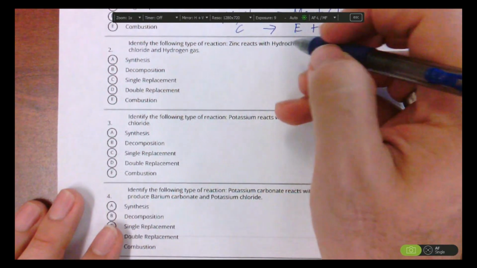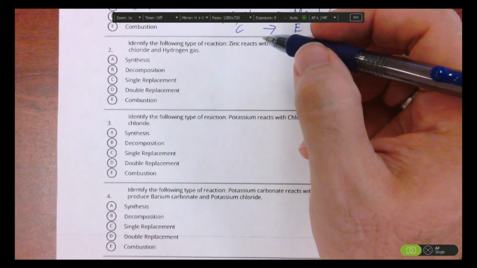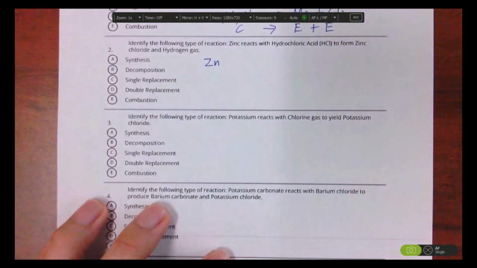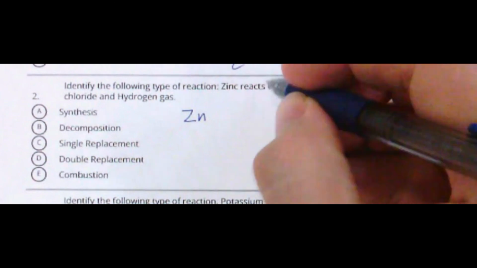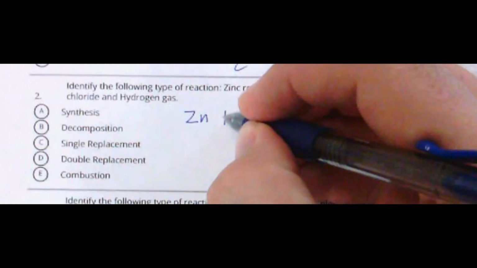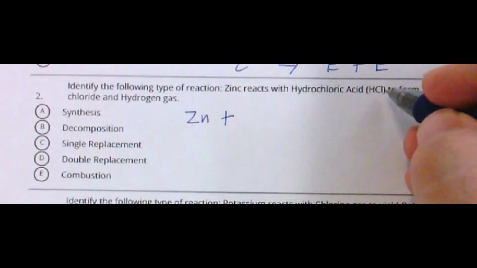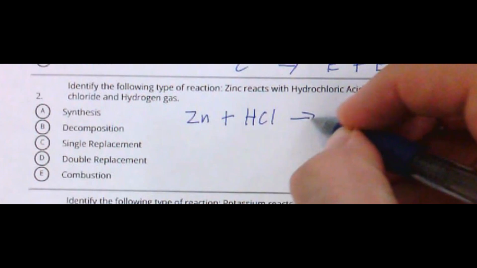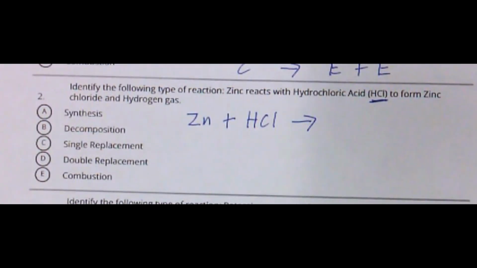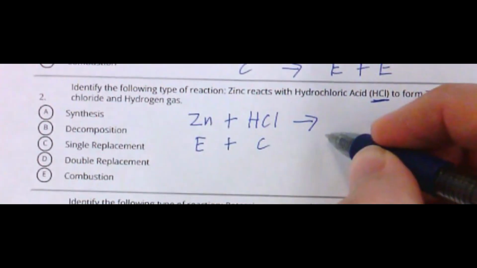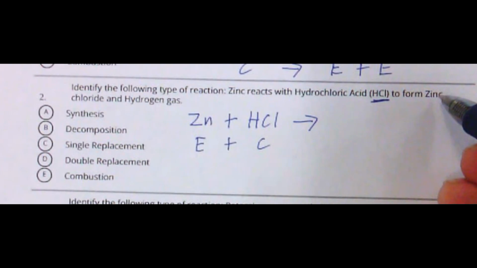Number 2. This is a good one. I like this reaction. Zinc reacts with hydrochloric acid. So, zinc, is it diatomic? No. Is it in a compound right here? No. Reacts with hydrochloric acid. They gave you the formula, so you didn't have to do any crisscrossing. Right off the bat, you should be able to tell what type of reaction that is. Single replacement. Element plus compound.